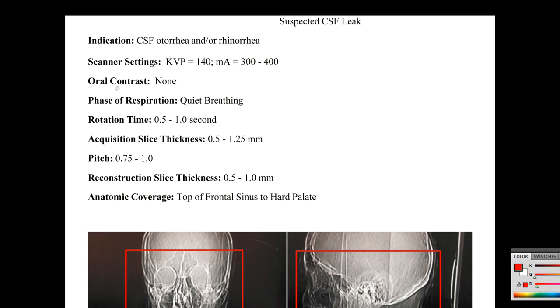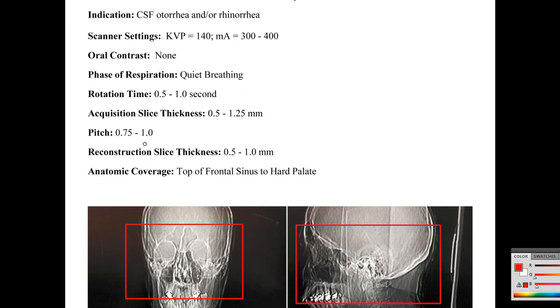And the acquisition slice thickness is going to be very thin at 0.5 to 1.25 millimeters. Usually the thinner slices are actually utilized here. Pitch is at 0.75 to 1.0. The reconstruction slice thickness mirrors our acquisition slice thickness at 0.5 to 1.0. So typically you want to utilize a very thin acquisition slice thickness so that you can utilize thin slice thickness for your reconstruction as well.